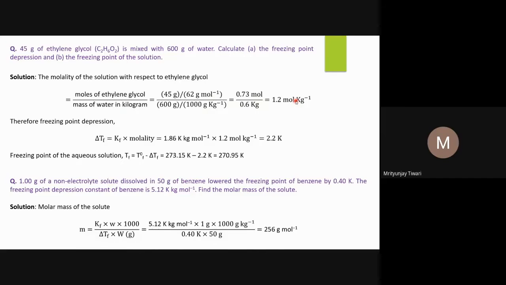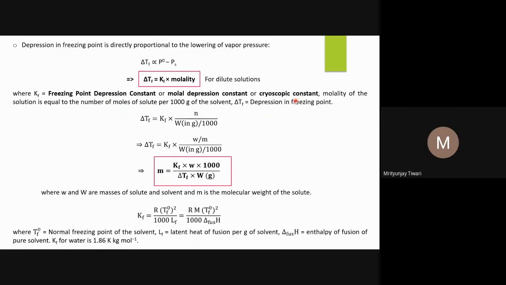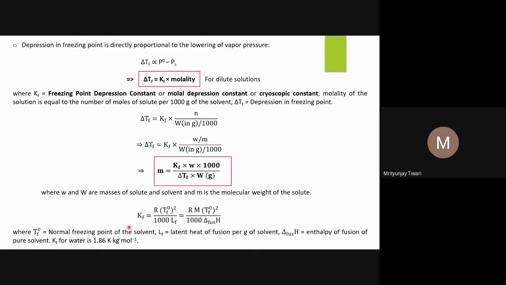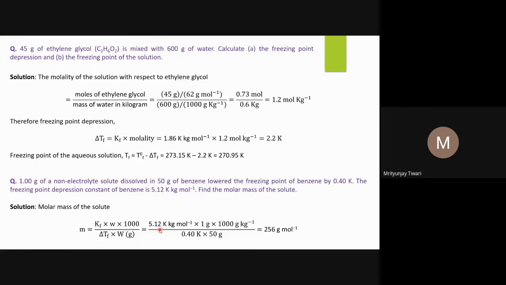Now the depression in freezing point, one can calculate the depression in freezing point. The formula is very simple. The formula is what? Delta TF is equal to Kf into molality. So this formula will apply. Molality we have just calculated. Kf value is already known to us. This Kf value for water is 1.86 Kelvin kilogram per mole.